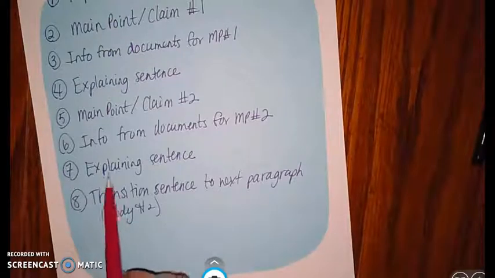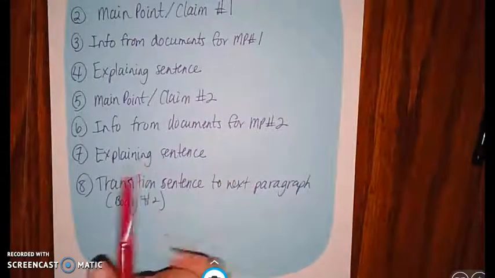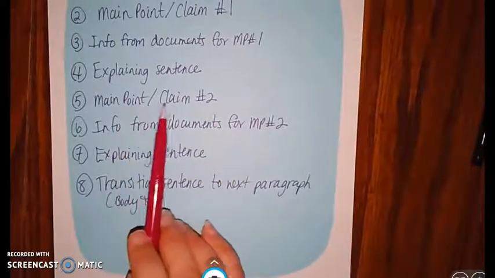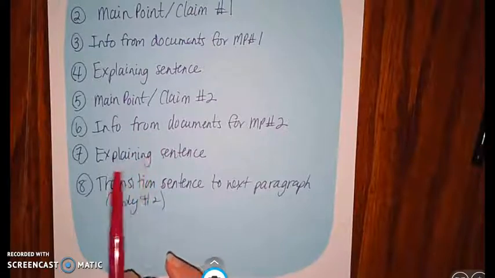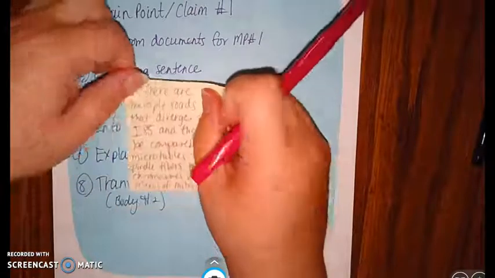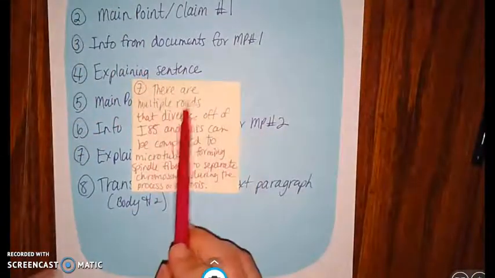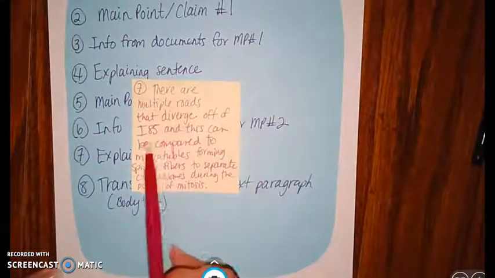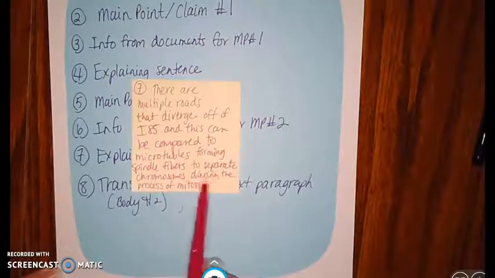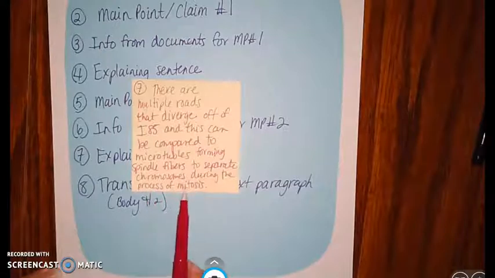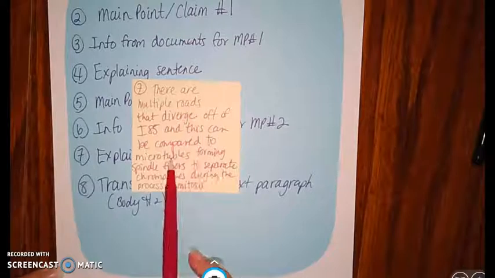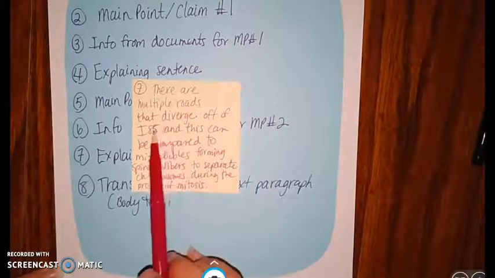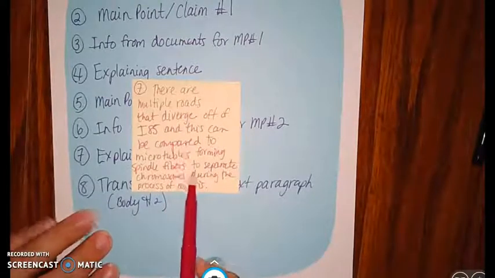All right, sentence 7 is that explaining sentence we talked about. That's super important. Why we're making this claim, here's some info to back it up, and we're further going to tie it in together. So this explaining sentence is essential. So let's read sentence 7. There are multiple roads that diverge off of I-85, and this can be compared to microtubules forming spindle fibers to separate chromosomes during the process of mitosis. So here we are again talking about how the microtubules act as this divergent Interstate 85.